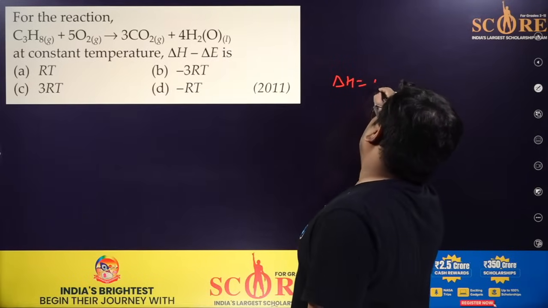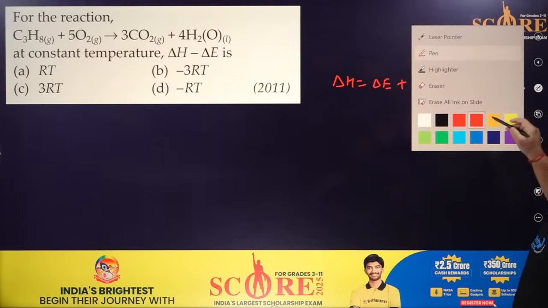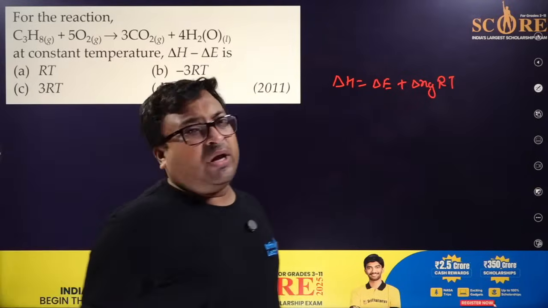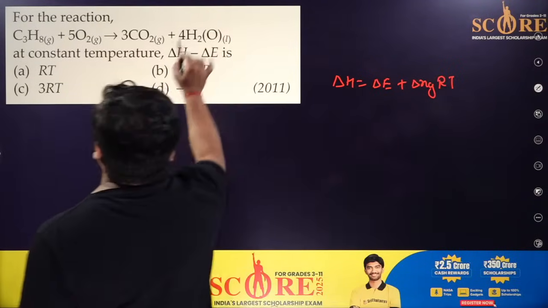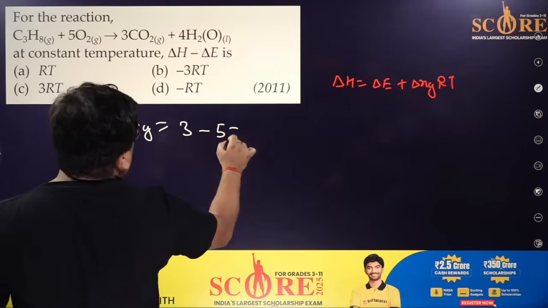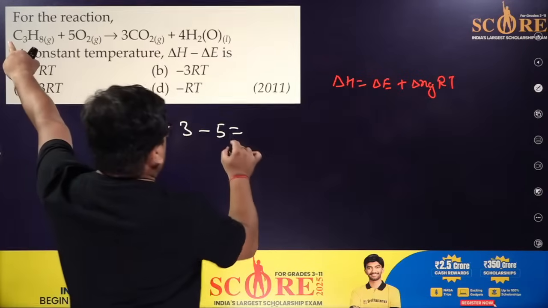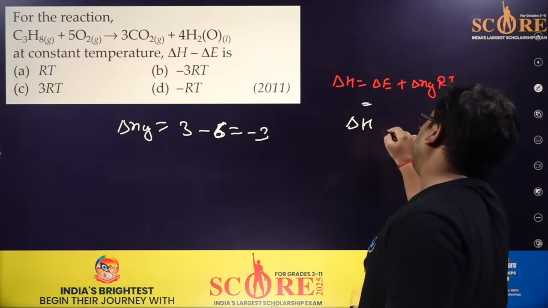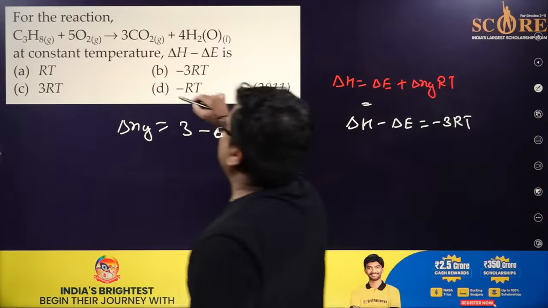So delta H is equal to delta E plus delta n_g RT, because this is for gaseous chemical reactions. In gaseous reactions, volume change can be observed only in the gaseous species. Very good, Rohit. In this case, delta n_g will be what? Liquid, ignore it. So this is 3 minus 5, equal to 3 minus 1 plus 6. Okay, 6. So this is minus 3. So the answer will be delta H minus delta E is equal to minus 3 RT. So this question becomes very simple. B.